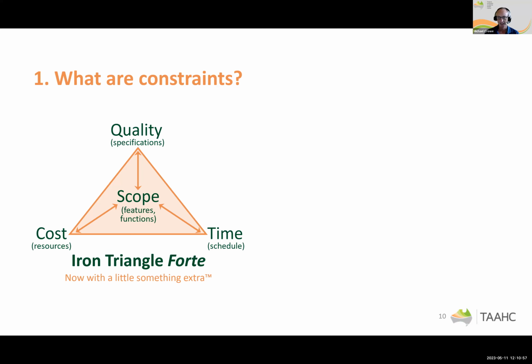because it is really important. Time is usually the one that is a problem for research. It's getting things done within a particular time frame. So my take on what's called the iron triangle is actually to put scope in the middle, and then quality, costs, and time around the outside.